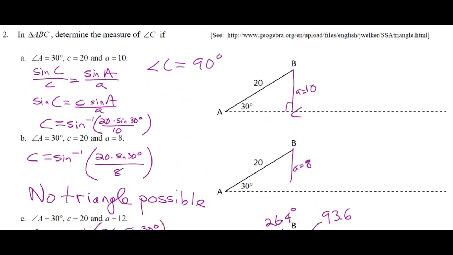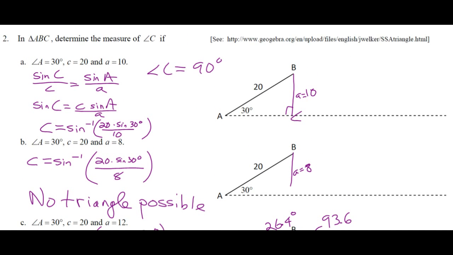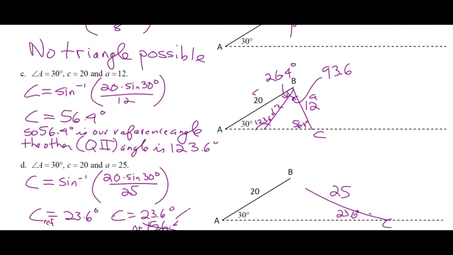Okay, so what are the possibilities? It's a 90-degree triangle. There is only one triangle possible. This side is just long enough to make a nice 90. This side is too short. What do you get? You can't solve this, right? You do the inverse sine, it gives you an error. I can't find one. Okay, this is why. It's too short.